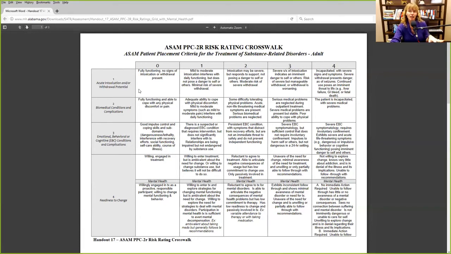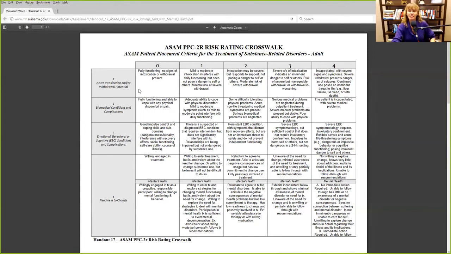Level 2, intoxication may be severe, but responds to support. They're not posing a danger to themselves or others. There's only a moderate risk of severe withdrawal. And again, with biomedical issues, they're relatively stable, and there's only a moderate risk that they're going to have to be transported and seen, like in a hospital.